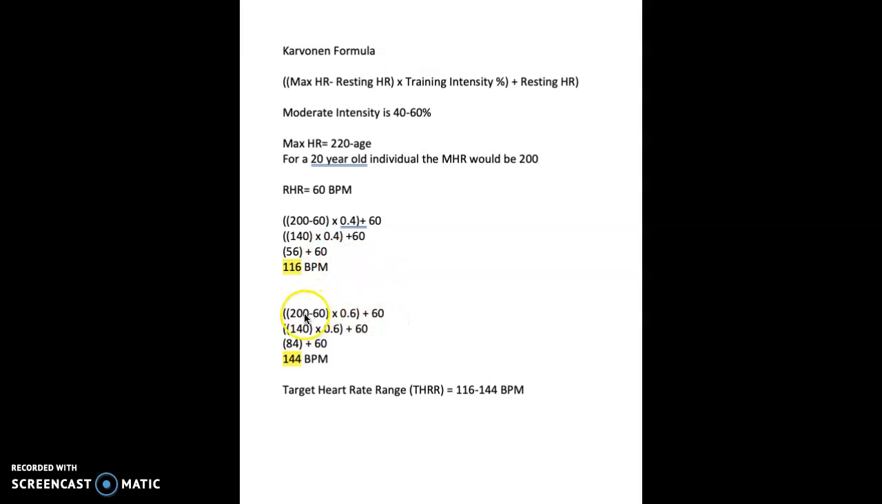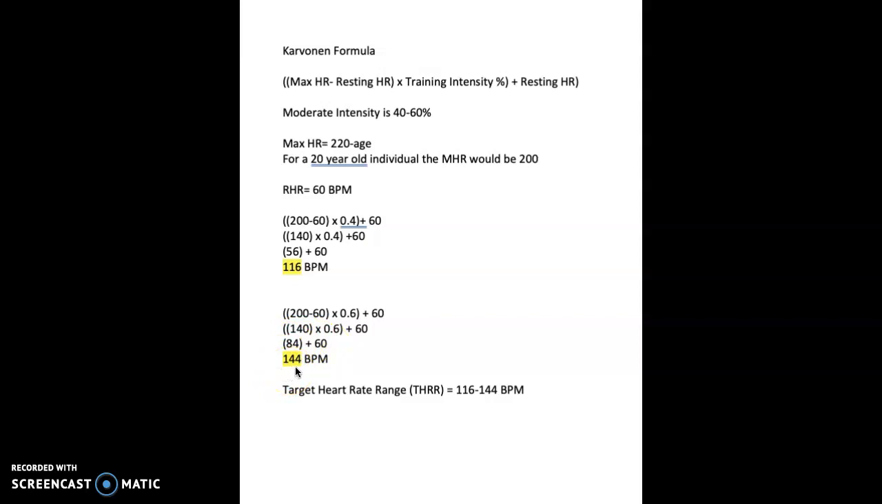So again, max heart rate minus resting heart rate times training intensity, and this time we use 0.6 because we're at the high end of that moderate intensity range, 60%, plus 60. We add back in that resting heart rate. 140, which was 200 minus 60, times 0.6 plus 60. Then I'm going to multiply that 140 times 0.6, which gives us 84, plus 60, add back in the resting heart rate, and now we've got 144 beats per minute.